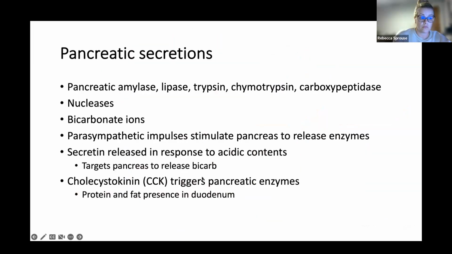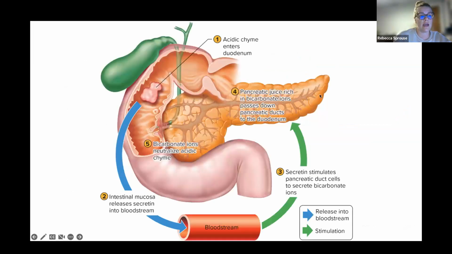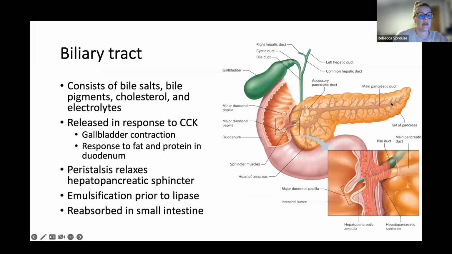Remember that CCK also triggers pancreatic enzymes to be released. So now we have our enzymes, CCK is being released. Now we have our enzymes coming this way. We have our bile coming this way, and the sphincter is going to open due to peristalsis contractions that are happening here. So that's going to relax the sphincter, and those things are going to enter. Remember that fats need to be emulsified or broken down into smaller pieces prior to lipase enzymes breaking down the fat into fatty acids. Bile is also reabsorbed in the small intestine after this is all complete.